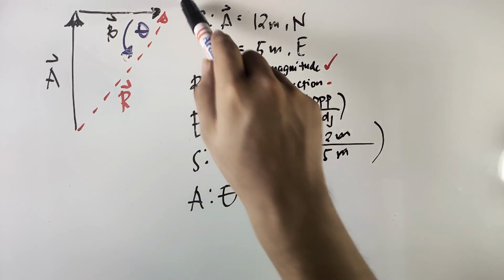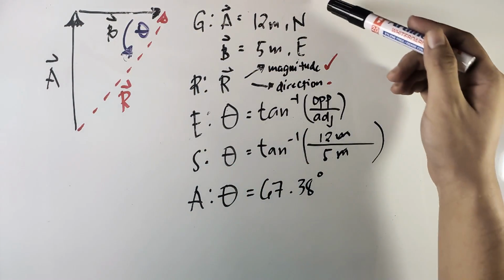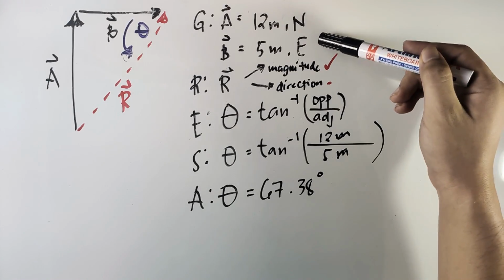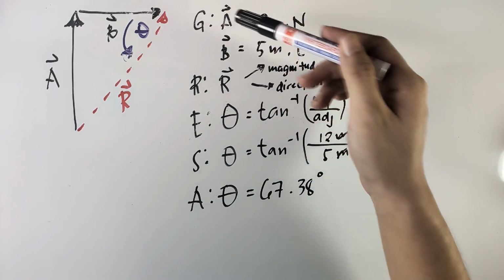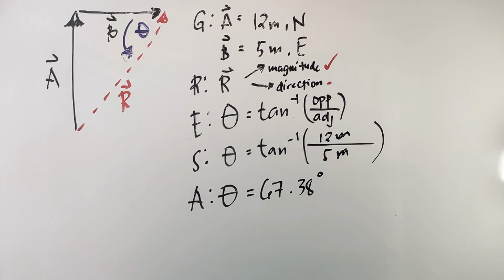Alright, so key points that you have to remember. First, write it in GRESA. Always illustrate your problem. Write the given with proper labels of the variables and the units, identify the required. In this case, it would sometimes be the resultant vector, sometimes it would be one of the vectors, assuming that it's the Pythagorean method.